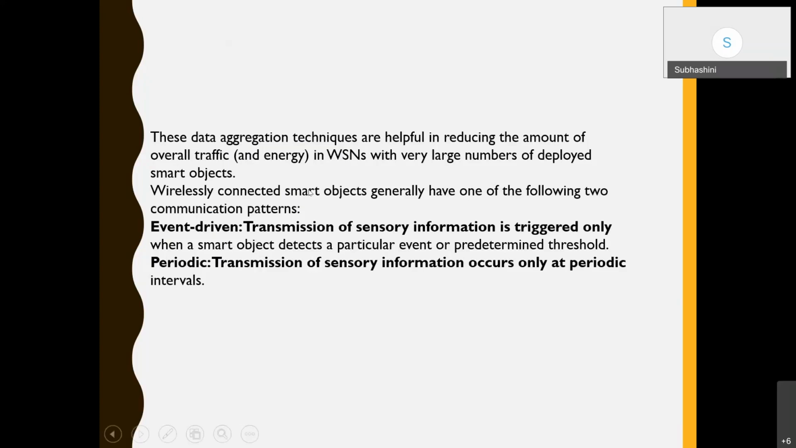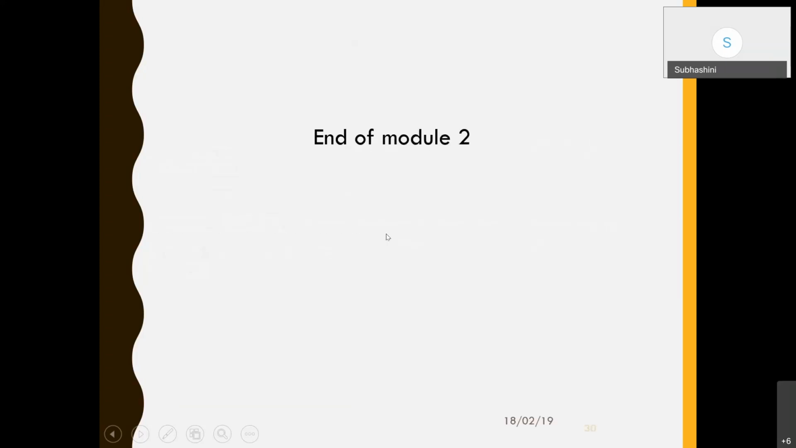Getting it? So the objects connected in smart objects in wireless networks can send the information based on events, or they can send the information in a periodic fashion. Periodic fashion means you need not make a request for the data. The device automatically sends you the sensed data for every period it has set. Whereas event driven says, unless you trigger with a request, I'll not send you any sensory information. That's nothing but event driven, right?